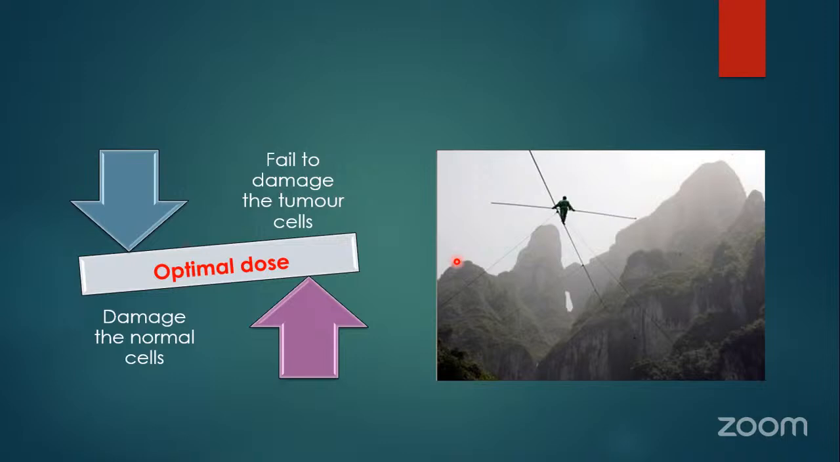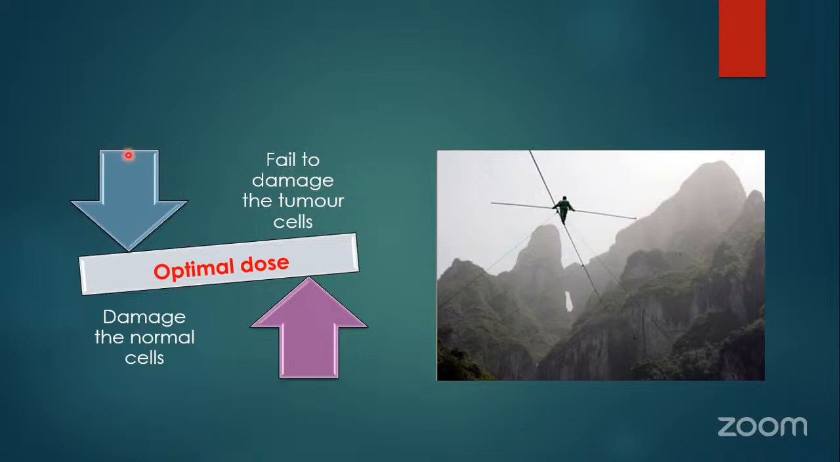If it is given lesser than the optimal dosage, what will happen? There is going to be failure to damage the tumor cells. Whenever it is given lesser than the optimal dose, it doesn't efficiently kill the tumor cells. Obviously, right? It's not going to be very effective.